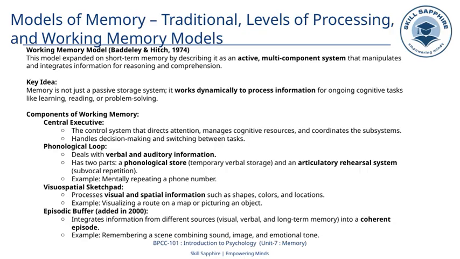Finally, in 2000, the episodic buffer was added to the model. This component integrates information from various sources, visual, verbal, and long-term memory, into a single, coherent episode. For instance, when you remember a scene that combines sounds, images, and emotional tones, you're experiencing the episodic buffer at work. Overall, this model highlights how our working memory isn't just about holding information temporarily. It's about actively working with that information to support complex cognitive activities.